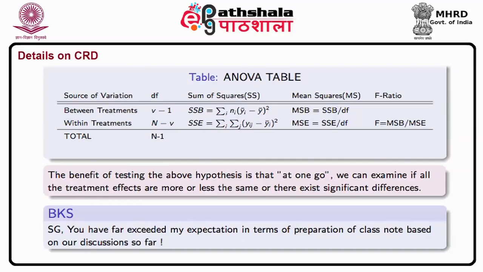So the benefit of testing the above hypothesis is that at one go, we can examine if all the treatment effects are more or less the same or there exist significant differences. This F test is a test for the hypothesis which combines all the treatment effects together. That is the power of the F test.